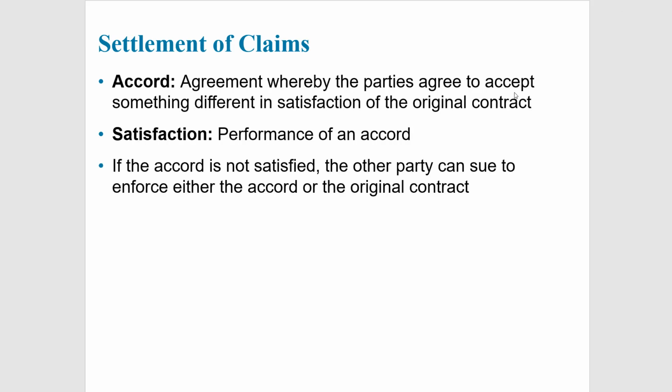We call these types of agreements accord and satisfaction, or at least accord and satisfaction are part of settlement of claims. The accord is the agreement where parties agree to accept less than what they were actually going to get, or at least something different, to satisfy the original contract. And satisfaction is the performance of an accord. If the accord is not satisfied, the other party can sue to enforce either the accord that they reached or the original contract.